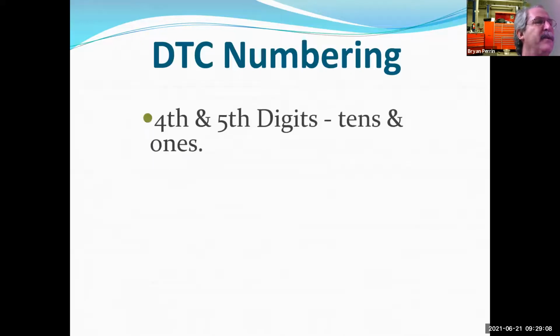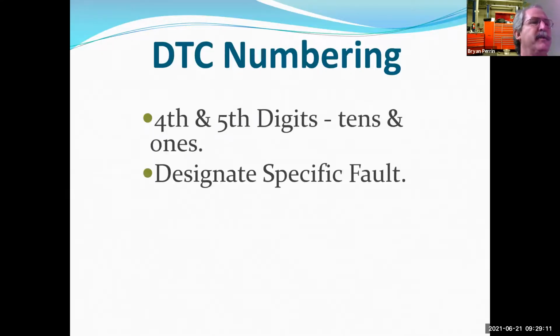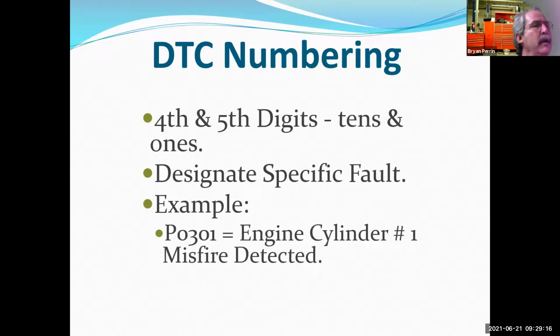So my 4th and 5th digits, my 10s and 1s, designate a specific fault. An example would be a P0301, engine cylinder 1 misfire detected. So P, powertrain, 0 generic, 300 is my ignition system, 01 is cylinder number 1. And this is telling me that cylinder number 1 has a misfire.